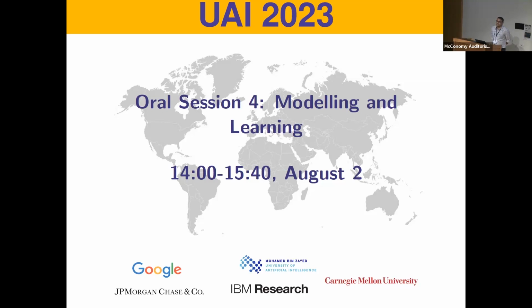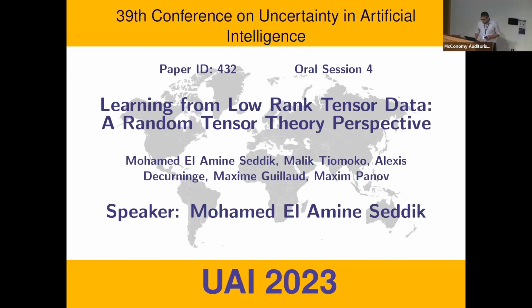So this session is titled Learning and Modeling. It will include 4 talks, each of 20 minutes, followed by a 2-minute discussion and a 2-minute question answer session. The first talk is titled Learning from Low-Rank Tensor Data, a Random Tensor Theory Perspective. The speaker for this talk is Mohamed Amine Seddik.